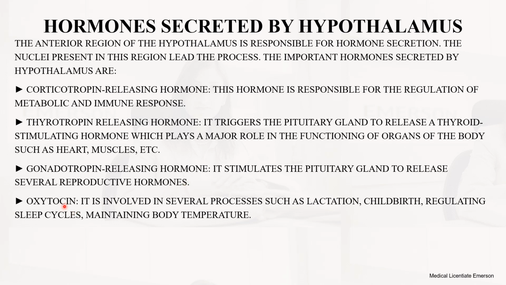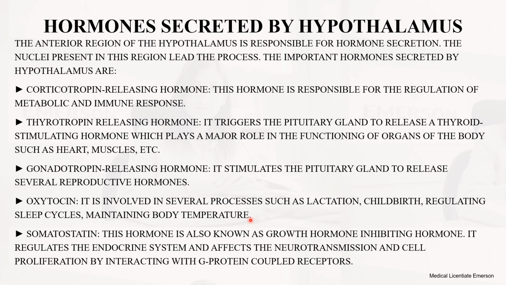Okay, then also we have oxytocin. It is involved in several processes such as lactation, childbirth, regulating sleep cycles, and maintaining body temperature. Then the other hormone is somatostatin. This hormone is also known as growth hormone inhibiting hormone. This growth hormone inhibiting hormone regulates the endocrine system and affects neurotransmission and cell proliferation by interacting with G protein coupled receptors.